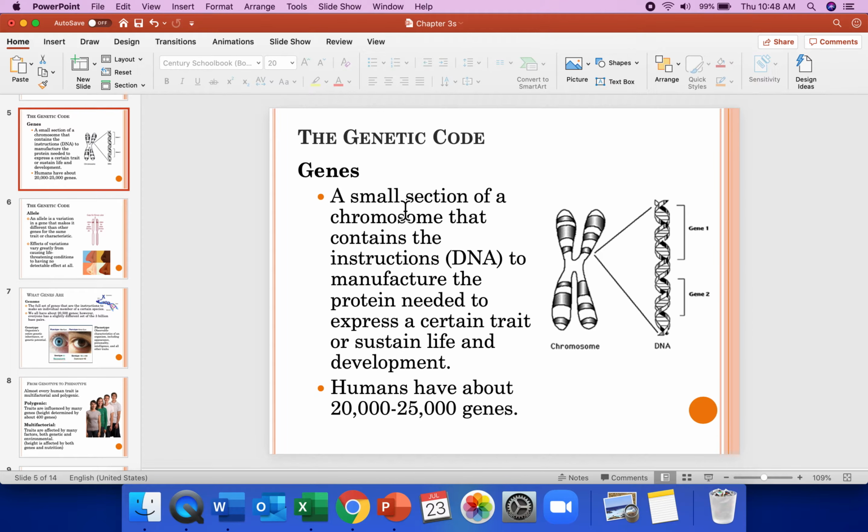So a gene is a small section of a chromosome that contains the instructions to manufacture the protein needed to express that certain trait. So based on whatever you have there is how you're going to look, or how that gene is going to express itself. All right? How many genes do humans have? We have about 20 to 25,000 genes.